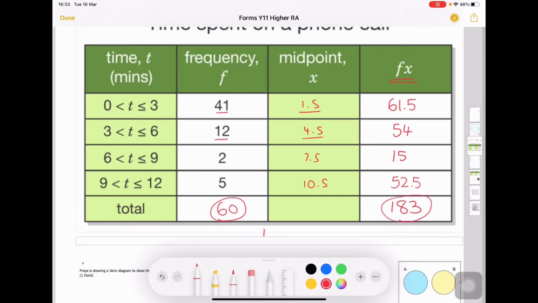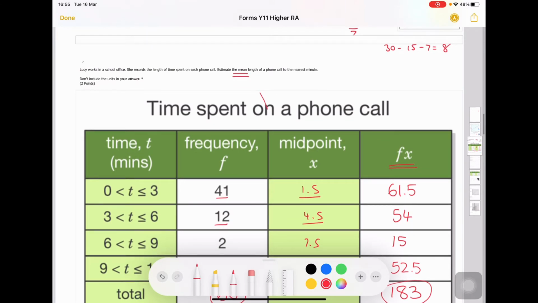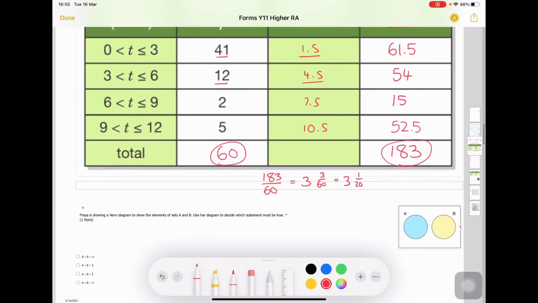And lastly, we need to do 183 divided by 60, which is 3 and 3 over 60, 3 and 1 over 20. Actually, it says estimate the mean length to the nearest minute. So to the nearest minute, the answer would just be 3 minutes.